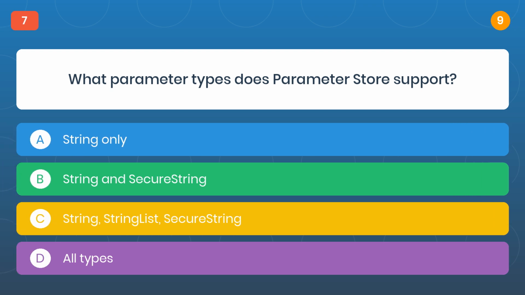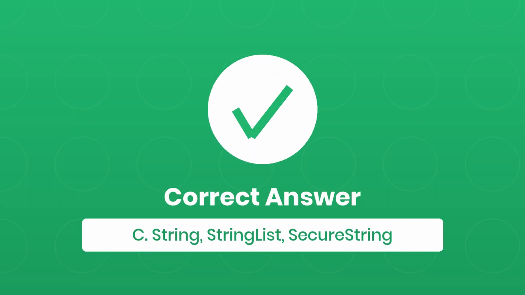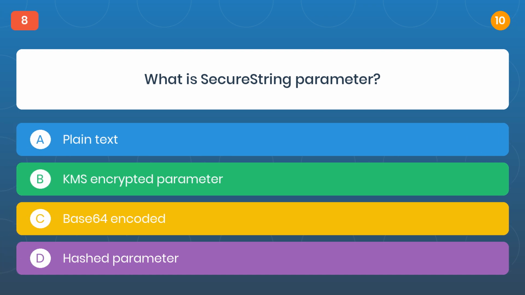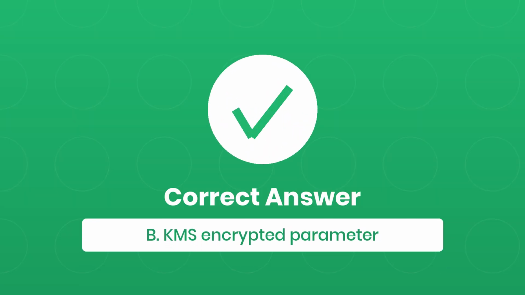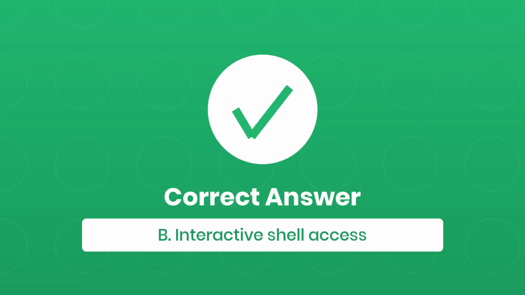Question 7. What parameter types does parameter store support? The correct answer is C, string, string list, secure string. Question 8. What is secure string parameter? The correct answer is B, KMS encrypted parameter. Question 9. What is session manager? The correct answer is B, interactive shell access.